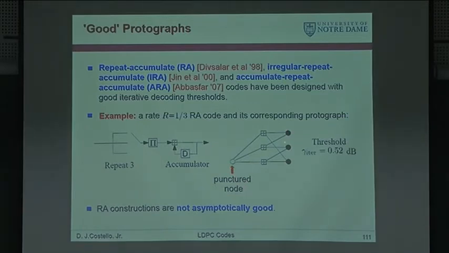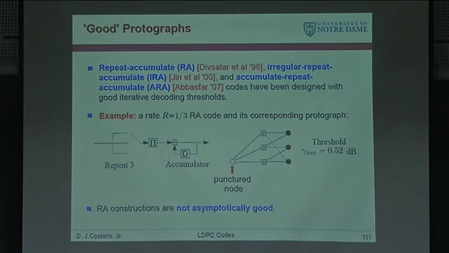But it's not a regular graph in the sense that the degree here is not the same as these degrees. And we've got 3 degree 2 variable nodes. So it's not surprising that the punctured node is still involved in the decoding. It's still part of the connections between the various checks and variable nodes, but you don't actually transmit it and you don't decode it.